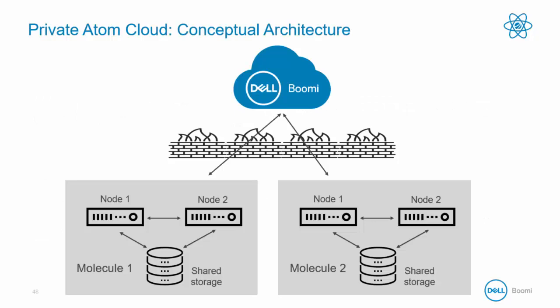This is an illustration of a private atom cloud, and you can see here the multi-molecule architecture. Now, very likely you would have more than two molecules, and very likely there would be more than two nodes in each molecule, but we simply don't have the space on the screen here to show how large this can get. But this all depends on the specific requirements of the private atom cloud.